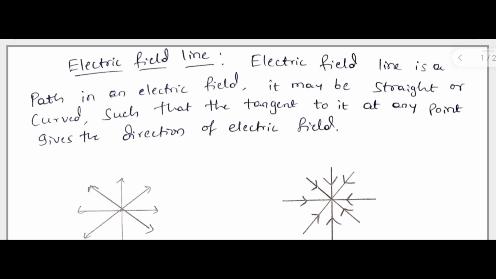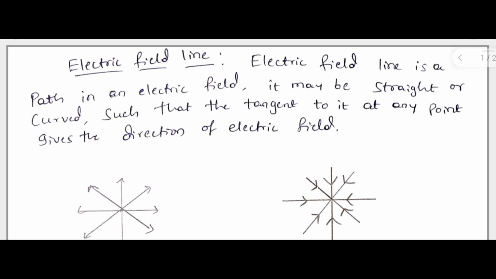In the previous class, we discussed the properties of electric charges, and in today's class I am going to discuss electric field lines. An electric field line is a path in an electric field. It may be straight or curved, such that the tangent to it at any point gives the direction of the electric field.